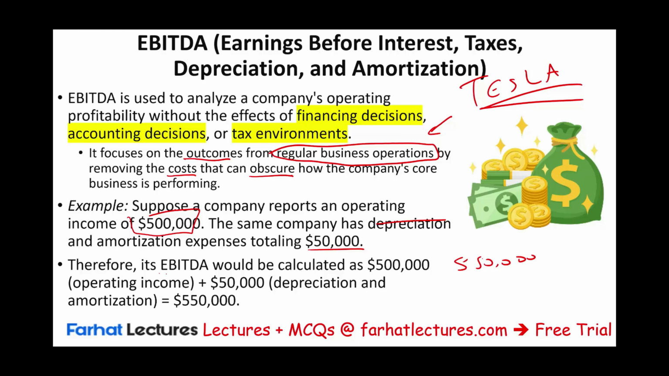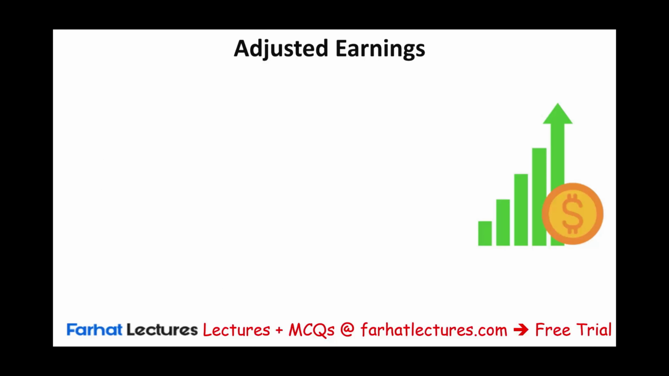Or, for example, if we have a lot of interest, add back the interest. Remember, once we find a way to remove the debt and refinance with full equity, the interest is gone. So we are doing better. That's basically what we're saying. So this is what EBITDA, adjusted earnings, similar concept.